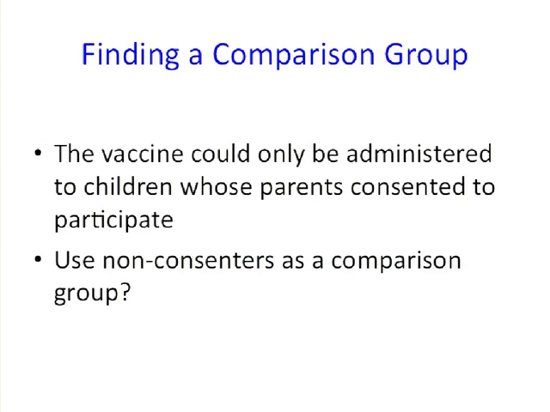So I have a question for you here, which is, how about for the comparison group, we use the children whose parents did not consent. So the ones who consented, we give them the vaccine. The ones whose parents did not consent will be our control group that we're going to compare the incidence of polio among those whose parents did not consent versus the ones who did consent. So that would be a comparison group. What do you think of that? Are there any problems with that?